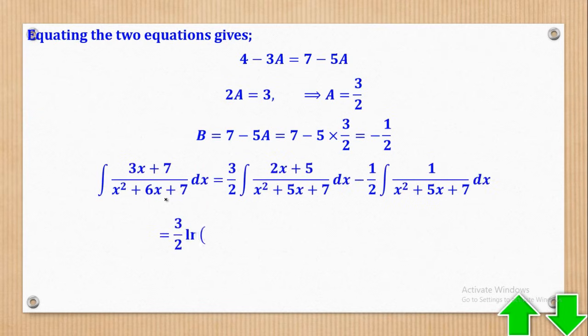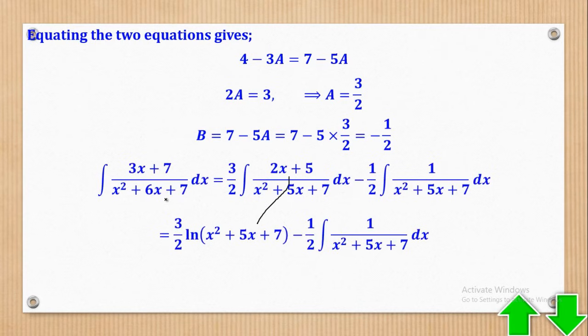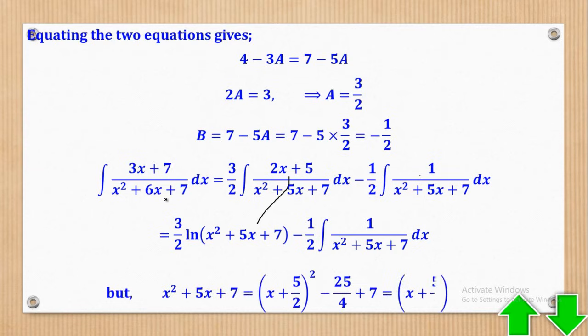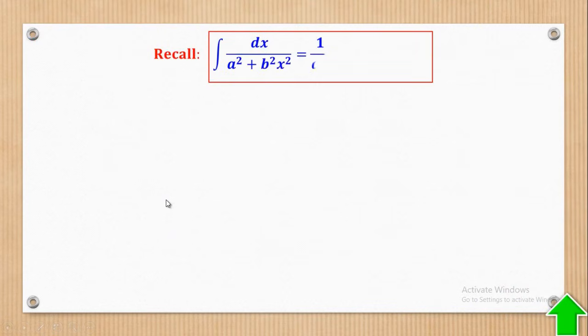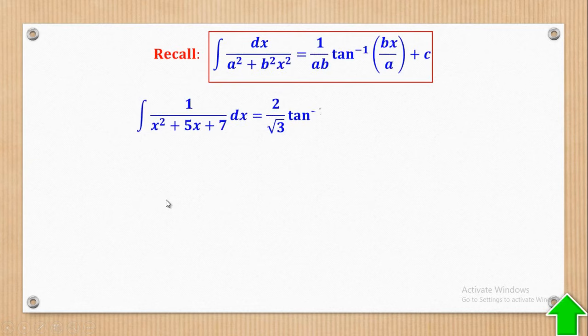Now, next is to integrate. So when I integrate this, I'll come up with this. I integrate this. So this one, I cannot integrate it easily. The first thing to do is to complete squares. So when I complete squares, I'll come up with this. So now that I've completed squares, I can go ahead and use the method for after completing squares, then that is tan substitution, which you have already seen that the integral dx over a squared plus b squared x squared is equal to that. When I use that and compare, I realize that this integral is equal to that.